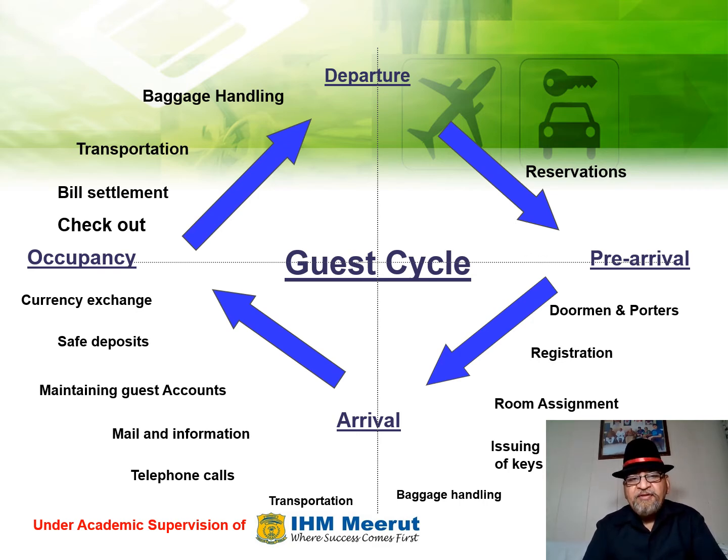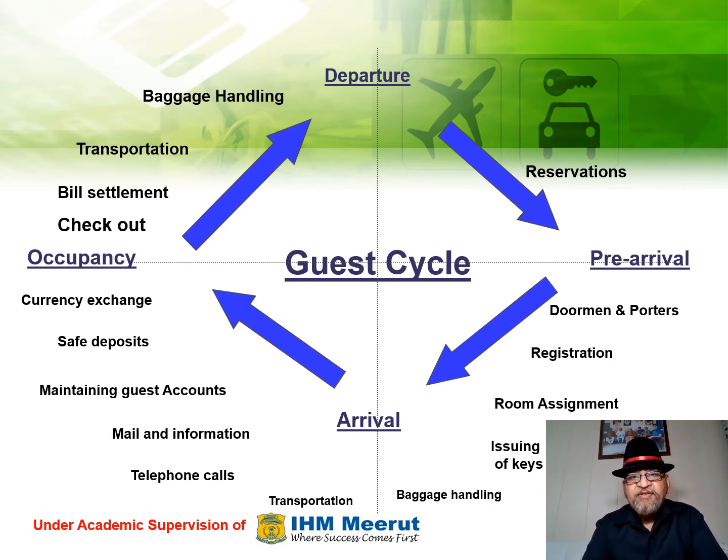After the guest has arrived, he begins to live in the hotel, which brings us to the third part of the guest cycle, which is occupancy. During occupancy, what does the hotel do? Hotel does currency exchange, safe deposits, maintaining the guests' accounts, mail and information, telephone calls, and transportation.